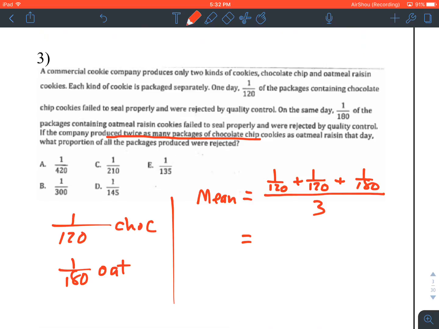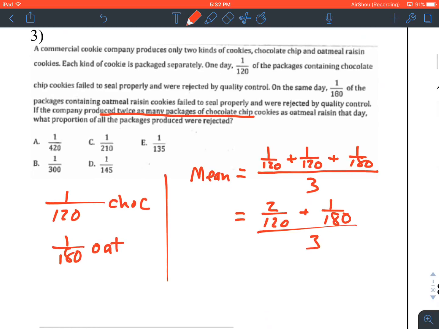1 over 120 plus 1 over 120 is 2 over 120. When you add two fractions, you add the tops, bottoms stay the same. That's if you have common denominators. Now, 2 over 120 reduces to 1 over 60.